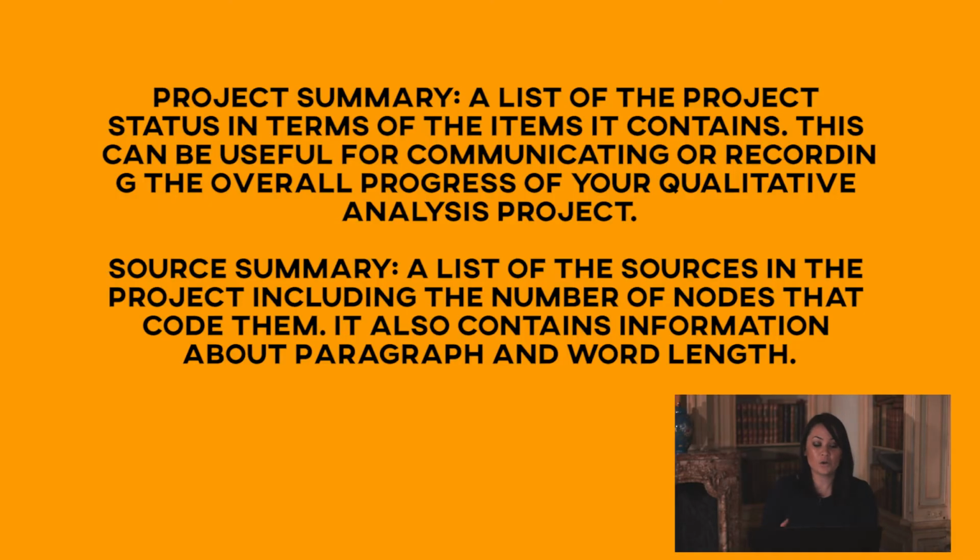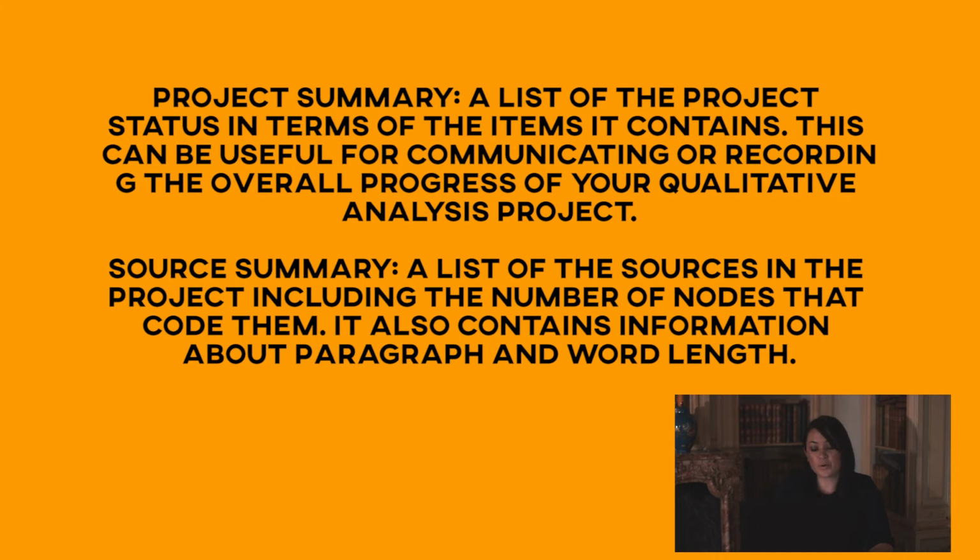Now let's cover running reports. In the Explore tab, you can also run different types of reports: project summaries, source summaries, node summaries, relationship summaries, and attribute summaries. A project summary is a list of the project status in terms of the items it contains. Now, this can be useful for communicating or recording the overall progress of your qualitative analysis project.